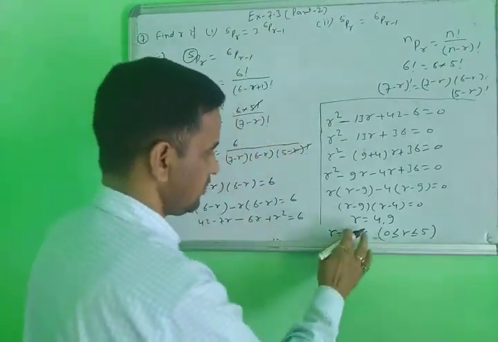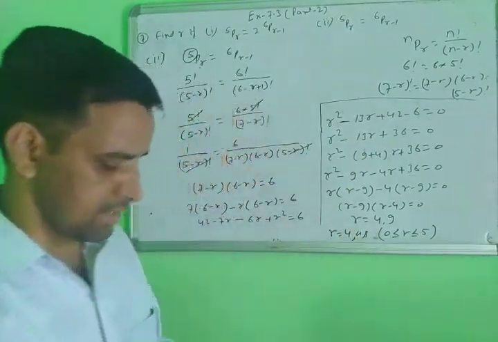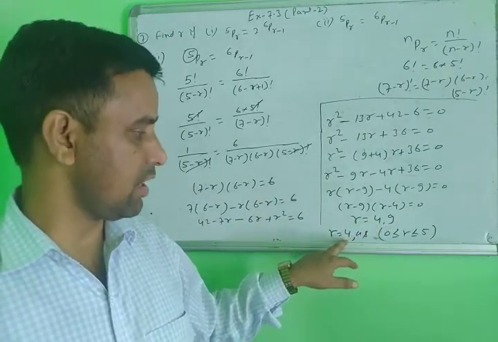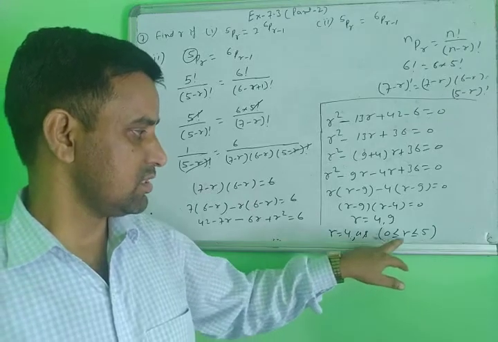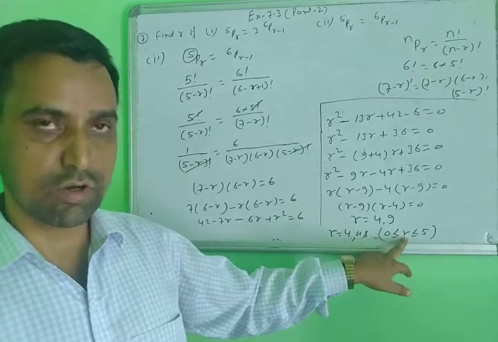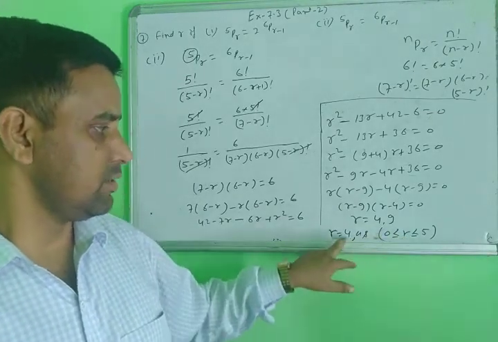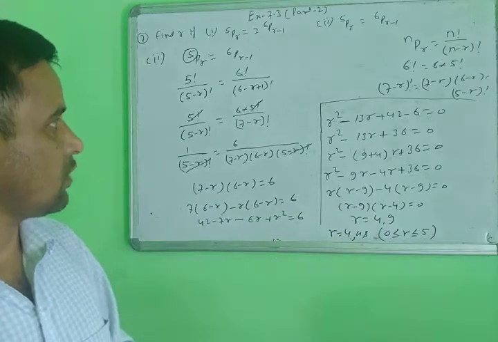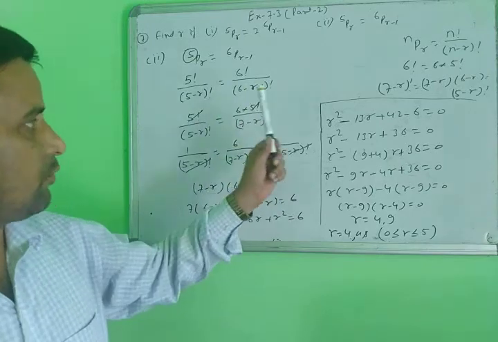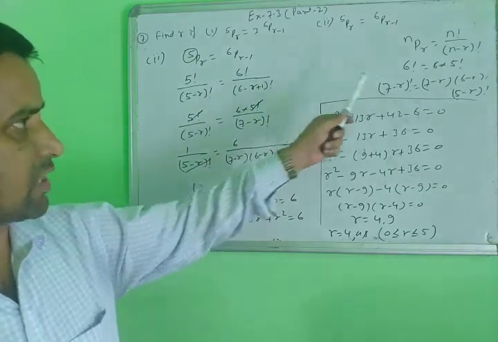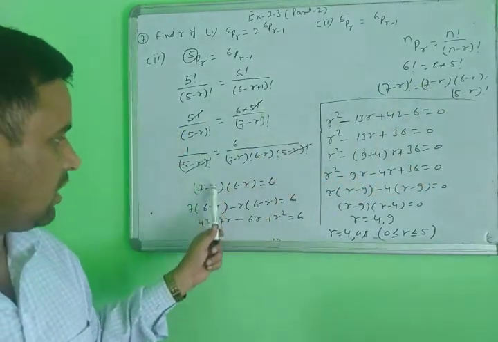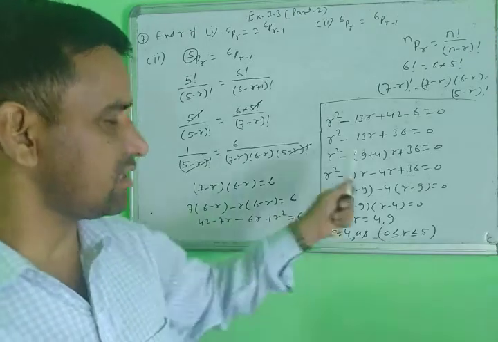So two values are coming, 4 and 9, but we will take the answer for r as only 4, because the maximum value is 5. Then r is always less than or equal to 5, so we will take 4, not 9. The first and second parts of the question work in the same way. But when you make it into a like form, then you factorize it, cancel what is left, then calculate and find the value of r.